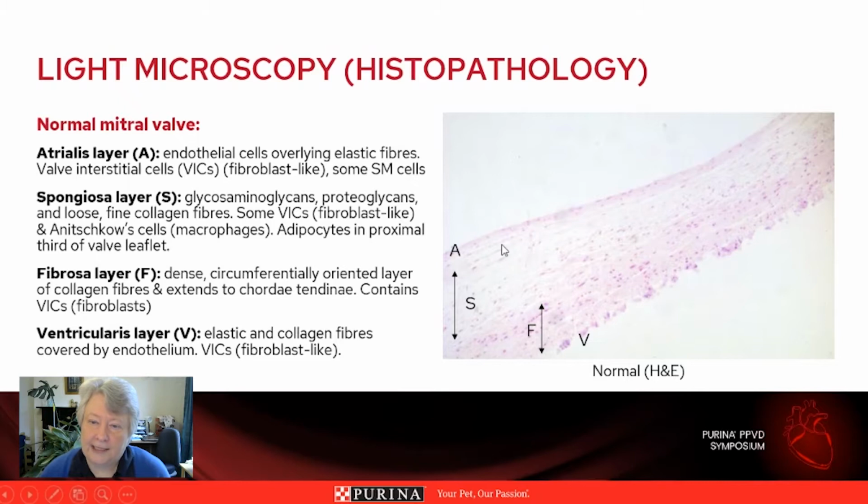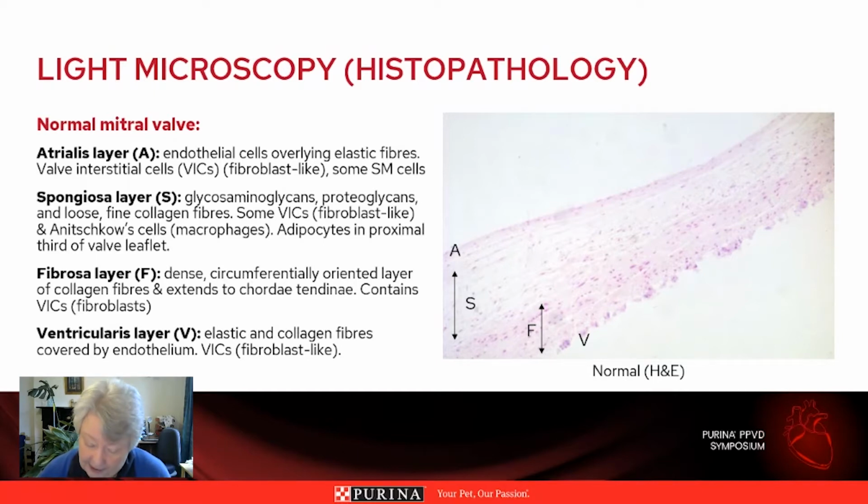So on the atrialis side, there are occasional smooth muscle cells, but basically this is our atrialis layer. Then we have this less cellular spongiosa layer, which represents the normal accumulation of glycosaminoglycans and proteoglycans. There's some loose collagen fibers. They're not very organized. There are occasional valve interstitial cells.